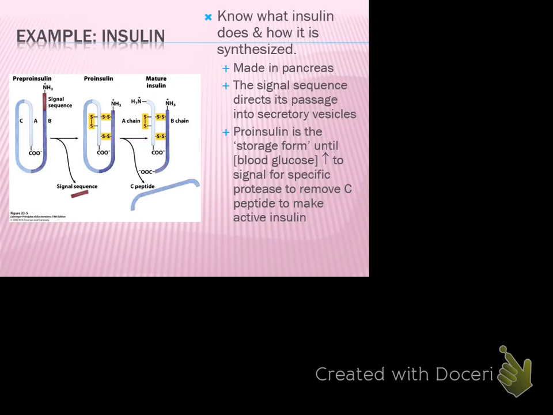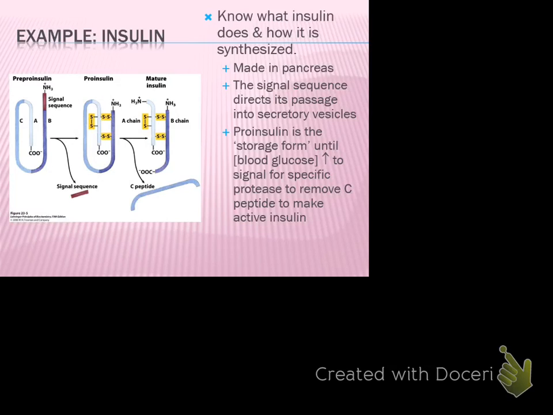Why does it go like A, B, C instead of like around? Do you see what I'm saying? It goes A, C, and then B. We're going to talk about that just in a moment.